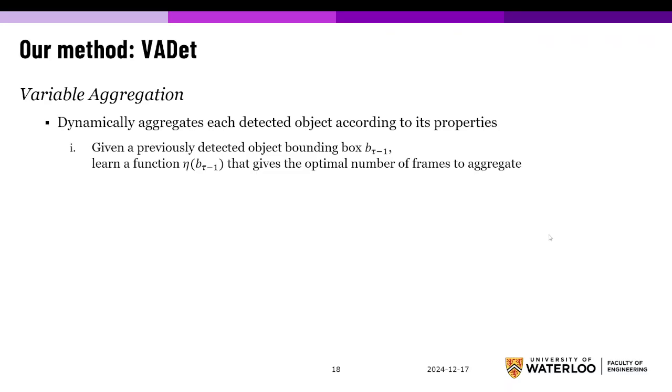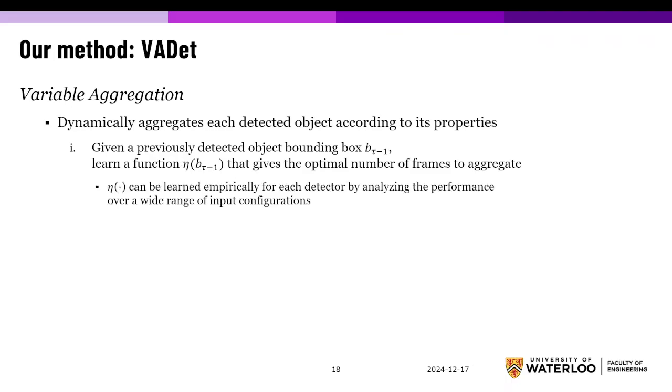So to be more specific, the way we do that is we assume that we have some previously detected object bounding box from a previous frame. We want to learn a particular function that depends on that object bounding box that will give us the optimal number of frames to aggregate. We call that function eta.